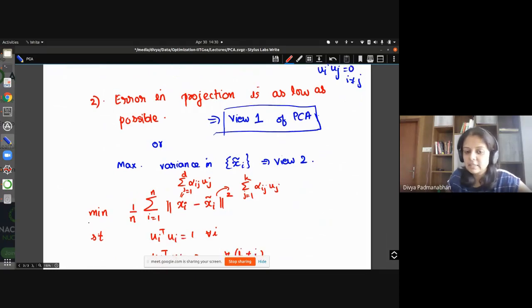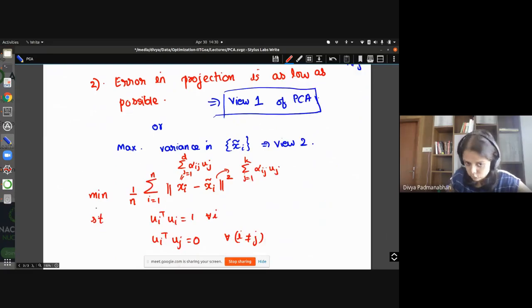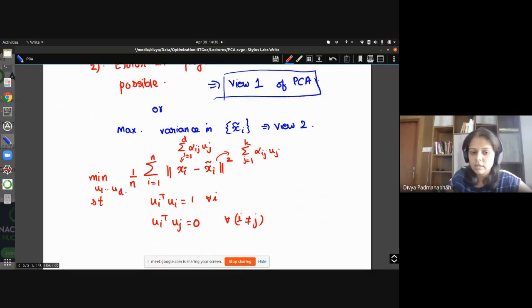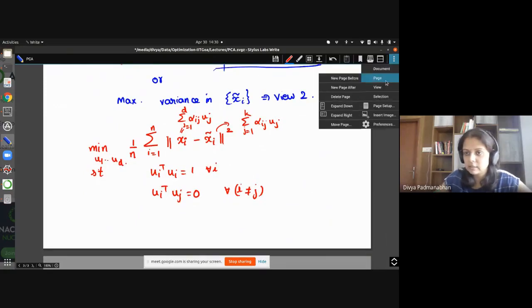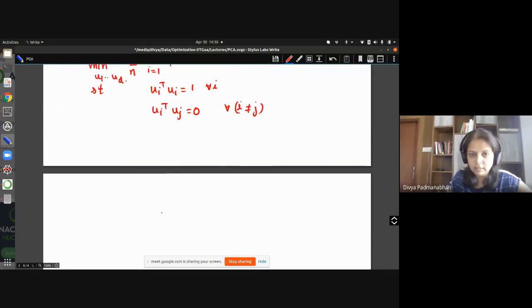Okay, so that's why this is an optimization problem, and the variables are the u's, the vectors u1 to ud. Those are going to be the variables to this optimization problem. So this is a minimization over u1 to ud. Okay, so let me just write it a little more clearly.